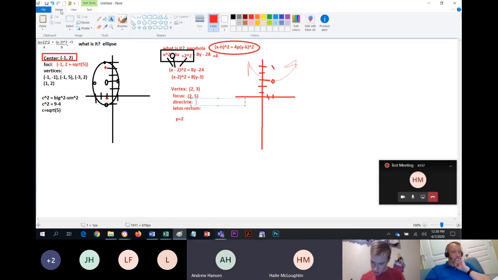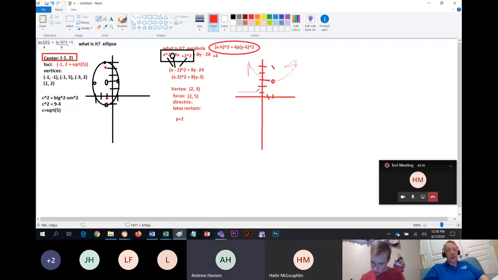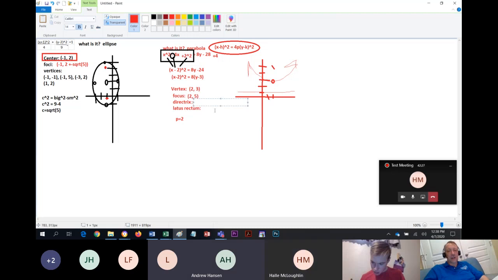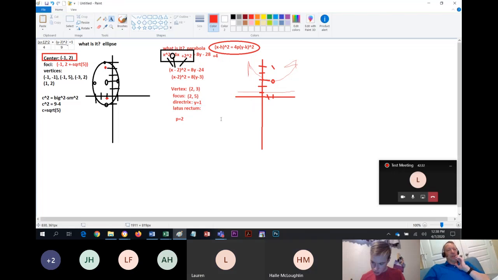Any ideas? 2, 0. Okay, so remember the directrix is not a point, it's a line. Would it be a 1? So when you say it's a 1, you mean it's this line right here? Wow, I drew that almost completely straight. That was amazing. I never do that. Okay, so what is the equation of that line? y equals 1. y equals 1. Perfect. Now, how do we find the coordinates for the latus rectum?